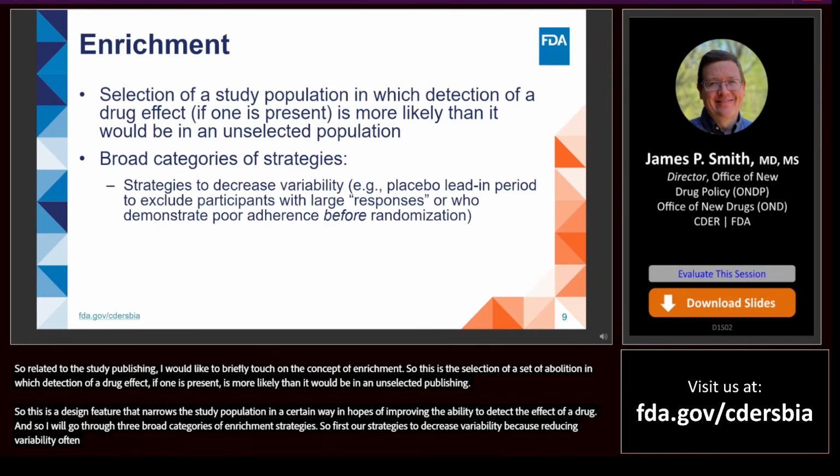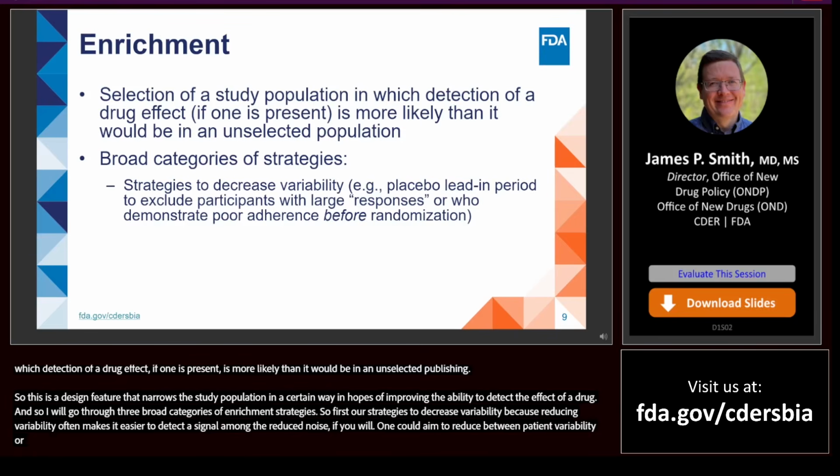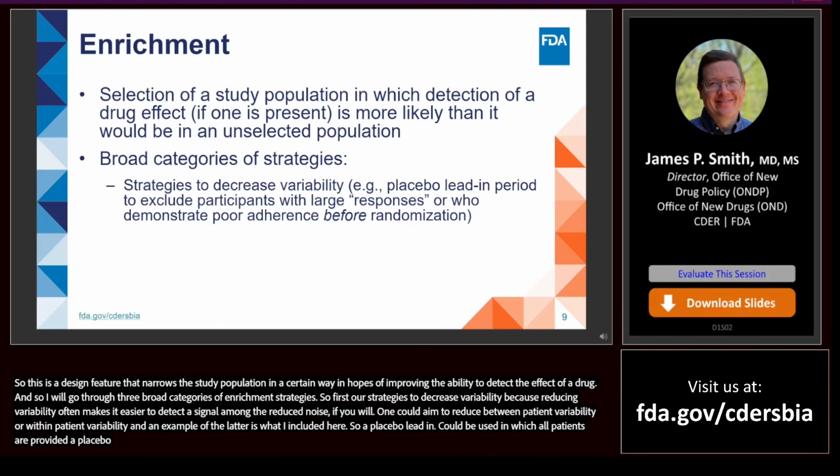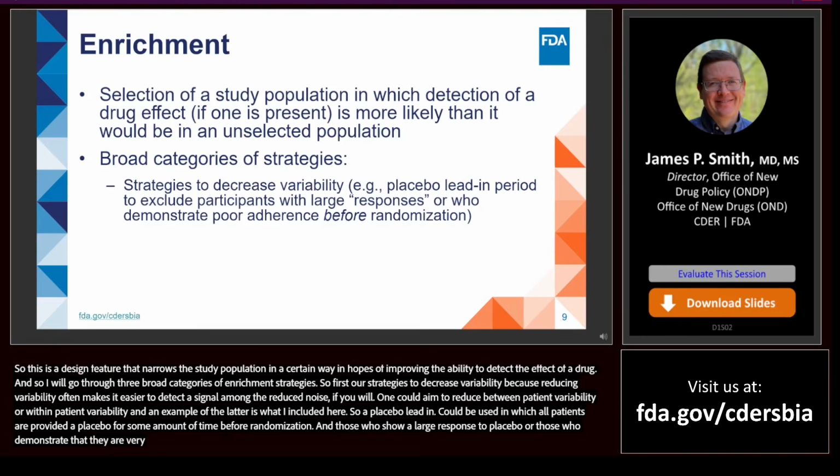And an example of the latter is what I've included here. So a placebo lead-in period could be used in which all patients are provided a placebo for some amount of time before randomization. And those who show a large response to placebo, or those who demonstrate that they're very poorly adherent to taking the assigned placebo, could be excluded before they're ever randomized, as those participants might be more likely to introduce variability during the trial, making it more difficult to identify a drug effect.